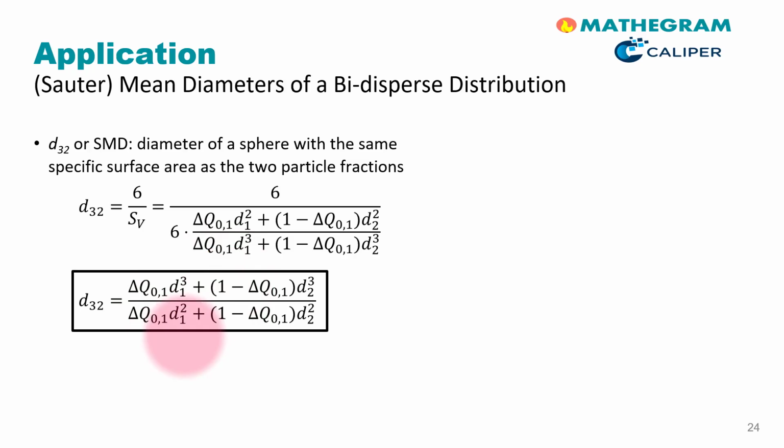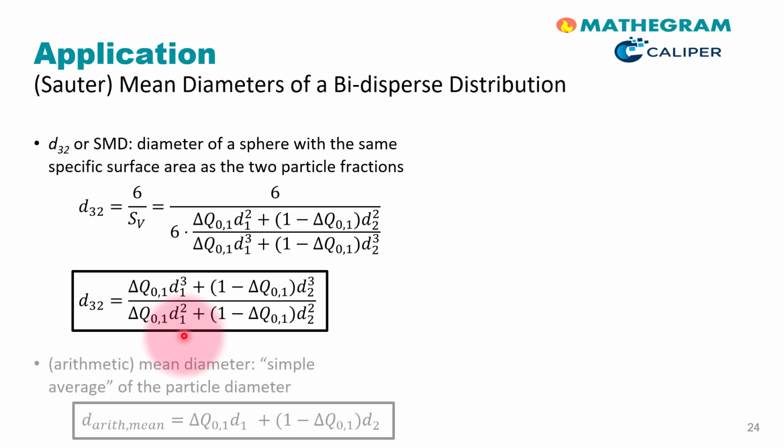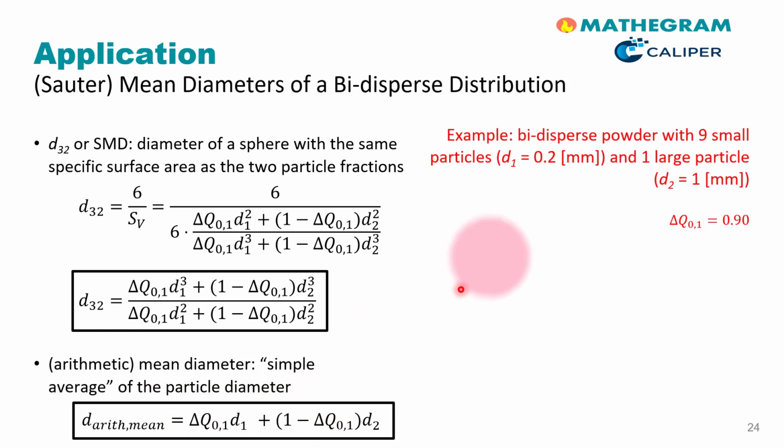Another mean diameter that can be easily calculated is the arithmetic mean diameter. Again, doing this using a number-based distribution is straightforward. Let us underline these results with some numbers. Therefore, we consider the same powder as before.